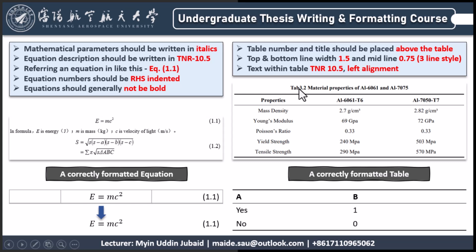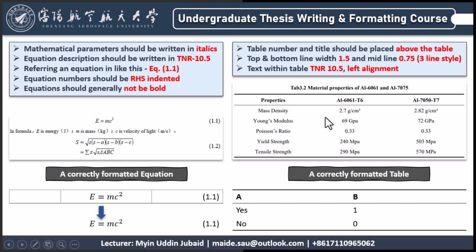Depending on your supervisor, he might suggest that it should be the whole spelling, "Table", not the short "Tab". So use Table or Tab, and then the chapter number. If the table is in the first chapter, use 1.1, 1.2. The first number is your chapter number, and the second is the table number in that chapter. If this is the first table in chapter 3, you use 3.1; if it is the second one, then 3.2, and so on. Same case for figures: Figure, then the chapter number, then the figure number.